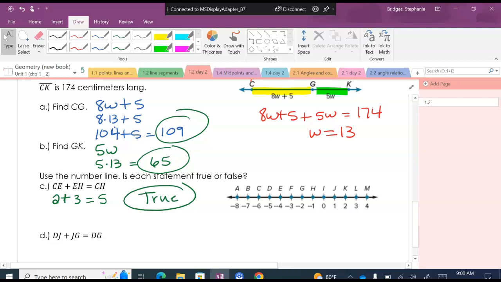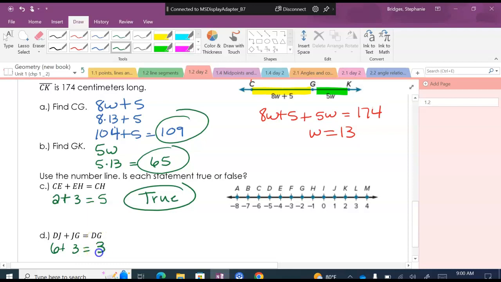How long is DJ? Let's see, from D to J. 1, 2, 3, 4, 5, 6. Okay. What about J to G? Question though, can you have a negative length of a segment? No, even though you went backwards, you still have to have a positive length. So what would that be? Positive 3. And then from D to G is 3.